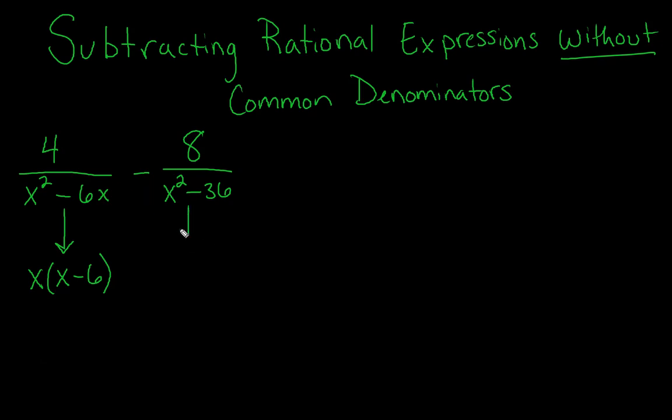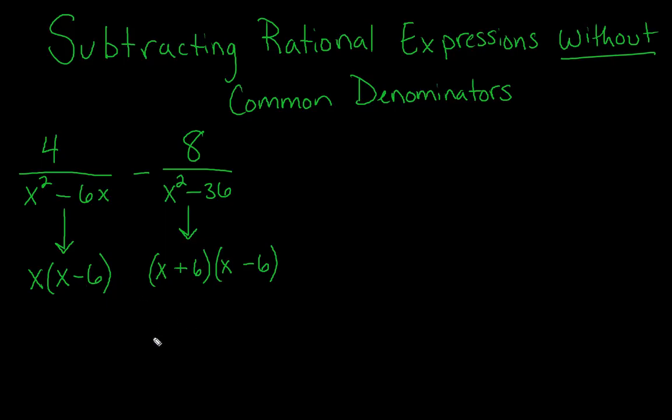Over here on the right, you hopefully recognize that this is the difference of two squares. You can see there is no b term, so we need two numbers that multiply together. We'll put our x's in the front to get us our x squared. But we need two numbers that multiply together to give us negative 36, but when we add them, give us 0. Well, we know that that is just going to be a positive 6 and a negative 6.